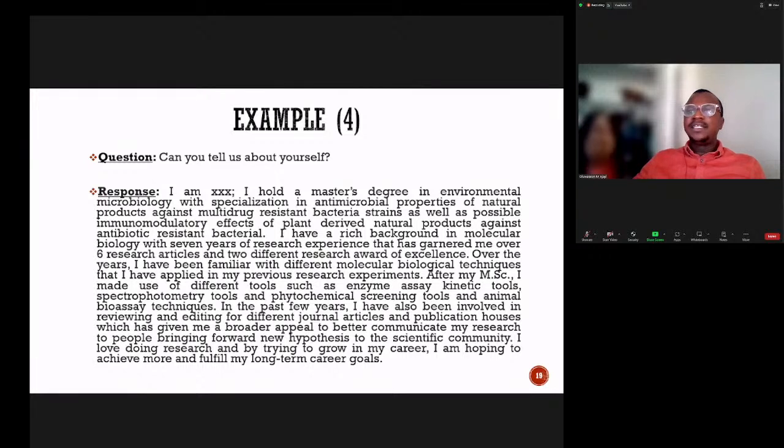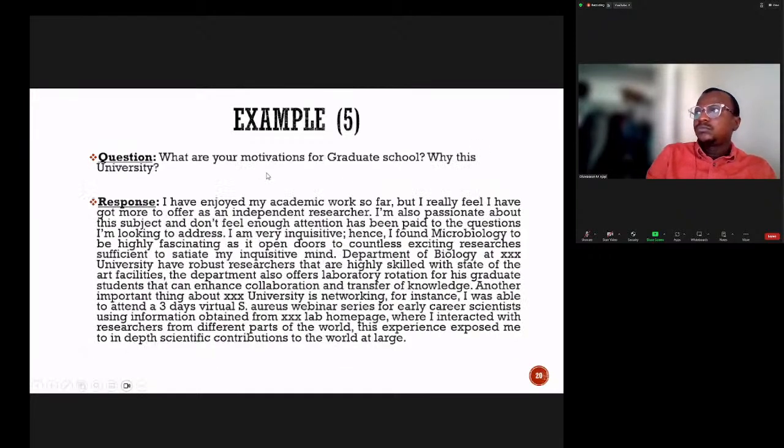At some point they're going to ask you about your research, so you can use that time to expand on it. The response is too long. One needs to be careful with long responses so as not to bore interviewers. Yeah, it's too long. People should watch out for that. So let me go to the next one because of time.